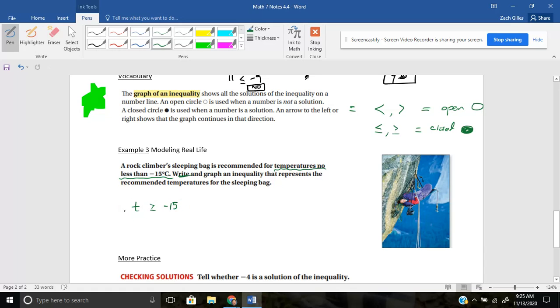Because if your temperature was like 0, that would be okay because 0 is greater than or equal to negative 15. But if it were something like negative 32, negative 32 is freezing, especially in Celsius, that is not greater than or equal to negative 15, so the sleeping bag would not keep you warm. Right? Now, since we have that inequality written down, we need to graph it. Okay, so you need to make a number line.